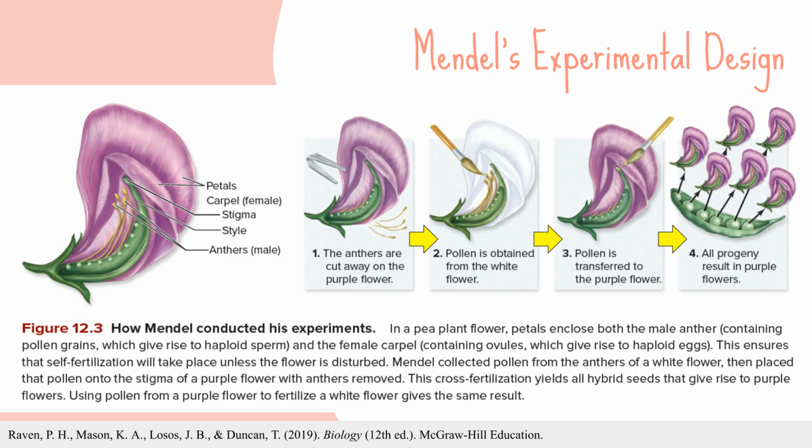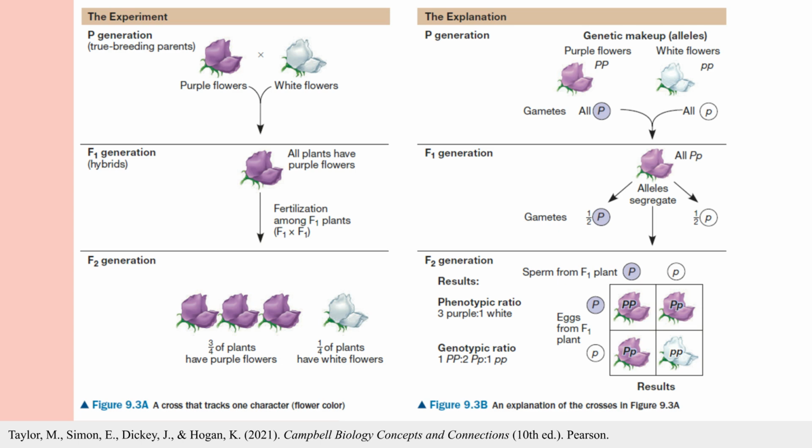When the seeds from this cross were planted, all offspring produced purple flowers, showing that flower color did not blend but followed a predictable pattern. By controlling which plants acted as pollen donors and recipients, Mendel was able to trace how individual traits were passed from one generation to the next. The figure summarizes the results Mendel obtained from crossing pea plants with different flower colors.